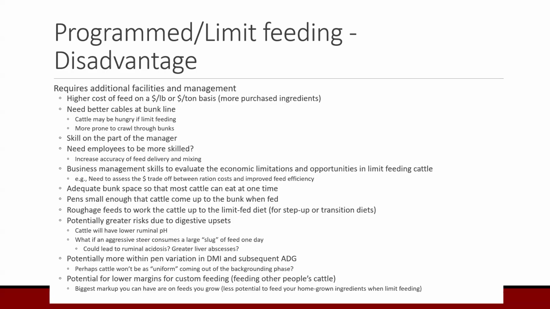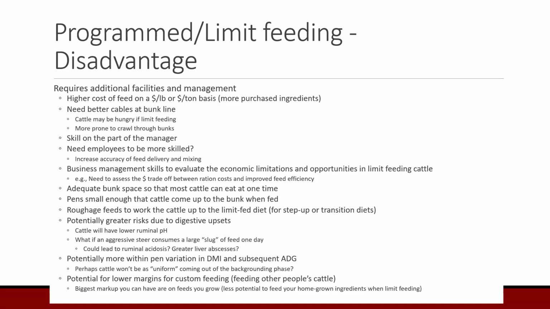Okay. We need skill on the part of the manager, right, to make sure that everybody else is doing their job. We need skill from the part of the employees. They need to be better at more accurately mixing and delivering the feed, right, because we're dealing with higher energy diets that have more risk associated to the animal. Okay. They need to have business management skills to evaluate the economic limitations and opportunities in limit feeding cattle. So they need to assess the dollar trade-off between ration cost and improved feed efficiency. So is it really going to make them more money to offset that additional feed cost?